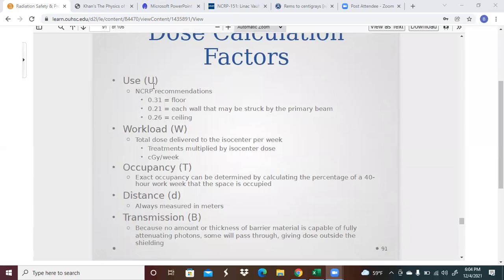So again, for the use here, based off of NCRP recommendations, this factor ends up being 0.31 if we're looking at the floor. The reason in a lot of cases is that if you're delivering AP/PA treatments, which happens more often than you might think, then anything aimed at the floor is going to happen more often. Same thing with the ceiling, although not quite as much as the floor. The ceiling is also going to have more exposure. Now, for each wall that may be struck by a primary beam, if we're looking at the sides, generally we're looking at a lower factor.